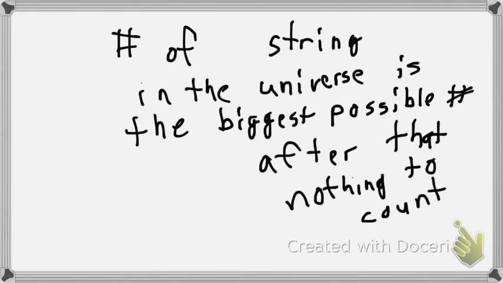So the number of strings in the universe is the biggest possible number, because after that, there is nothing to count. So if you have the smallest particle in the universe, and we have a universe that has a certain number of those smallest particles, then that number would be the biggest number. And after that, you couldn't say, well, just add 1, because there's not that much of anything in existence. And so that would actually be the last number. And when we're talking about approaching infinity, that would be it.